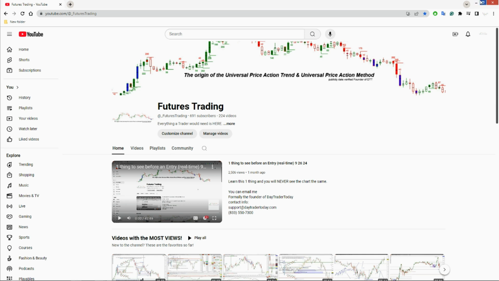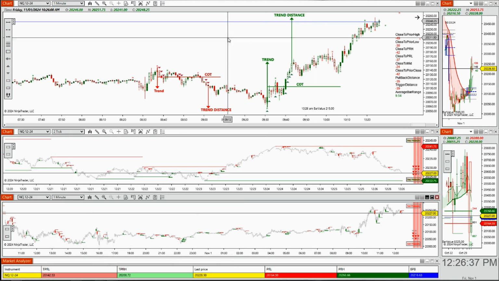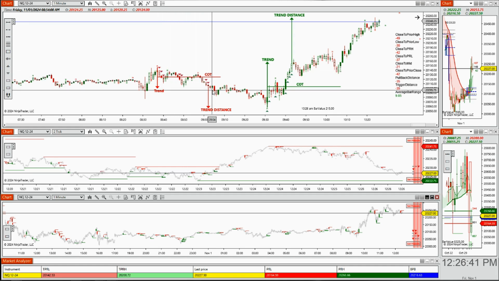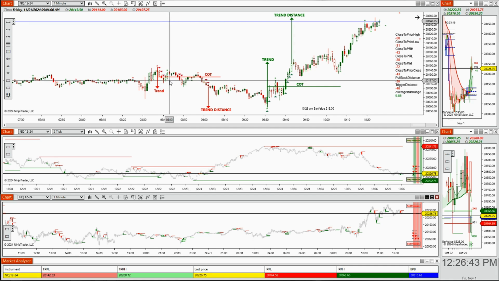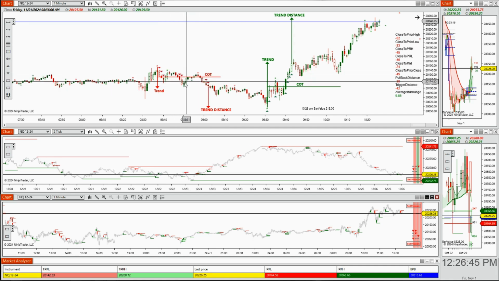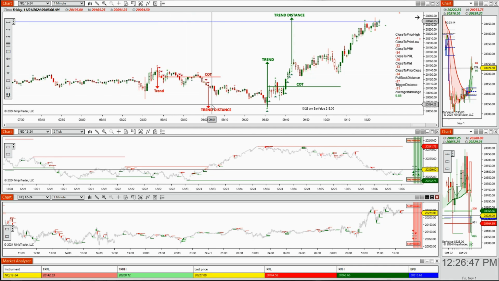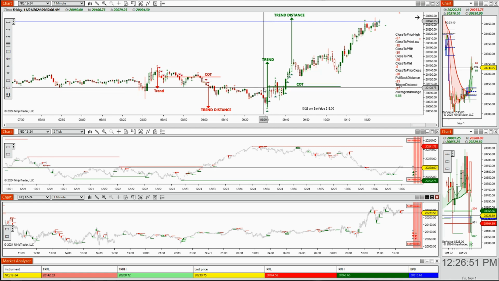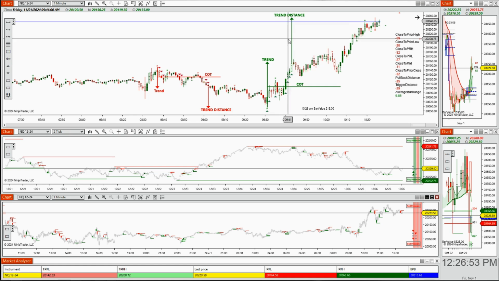But let's get into some of this information from this morning. All right, so we had a trend down. I'm not going to go into all of the rules, but 7 bars closing lower. All right, and there's the trend distance. It went that far. Here's the trend back up. All right, and then of course there's the center of that trend.